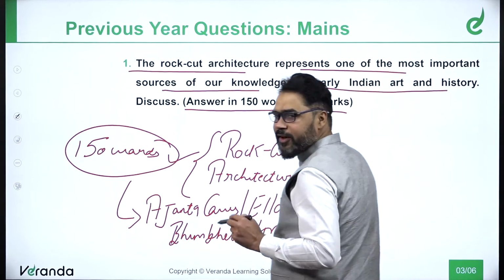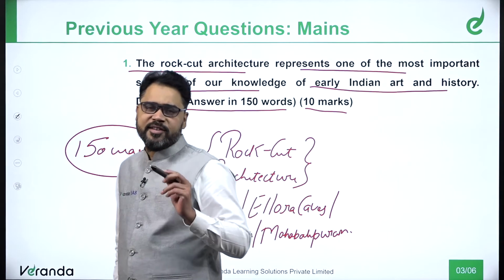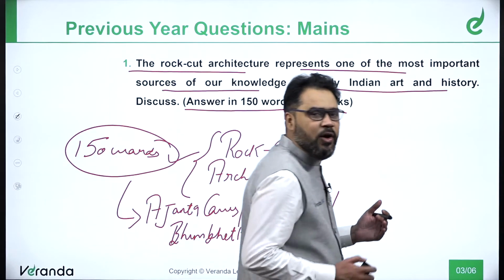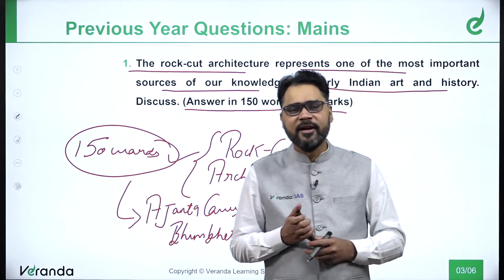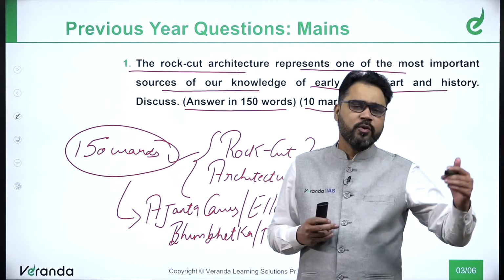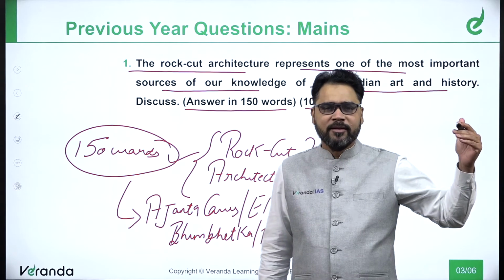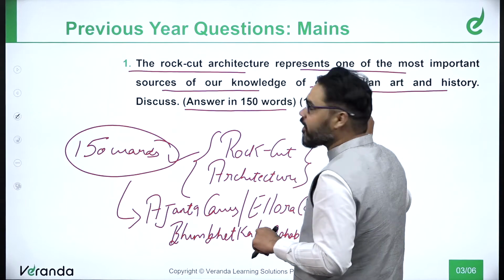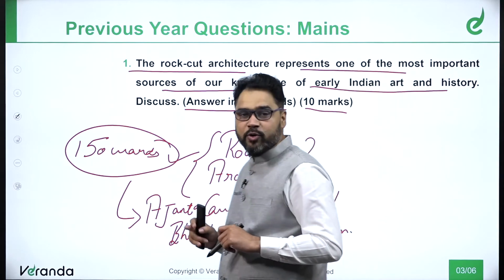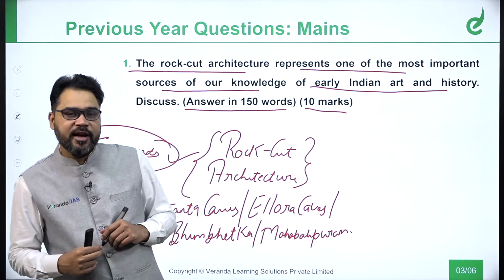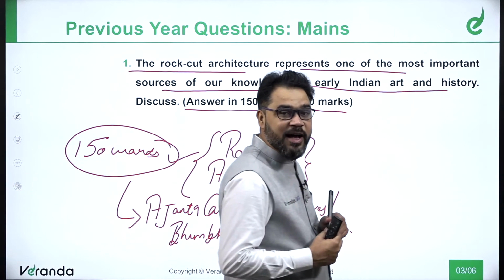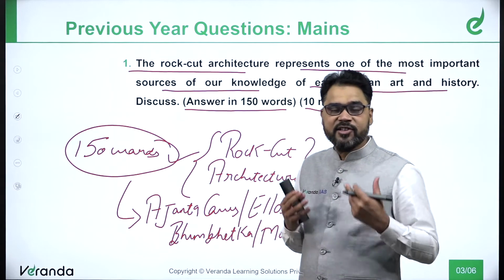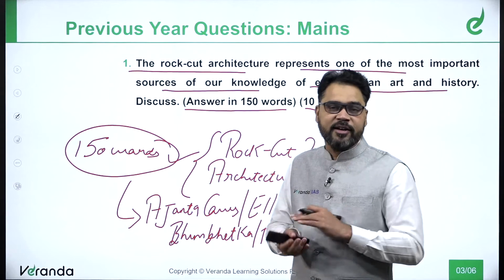Now see, if you are giving an answer to this question, there is an important need to mention all these caves. If you are looking at Ajanta, Ellora, Bhimbedka, we are getting an idea about what the history was back then. The question says sources of our knowledge of early Indian art and history. The paintings that I'm talking about are those present in Ajanta and Ellora. All these paintings mention how glorious, how rich the culture, the heritage, the tradition we actually had in our country at that point of time.